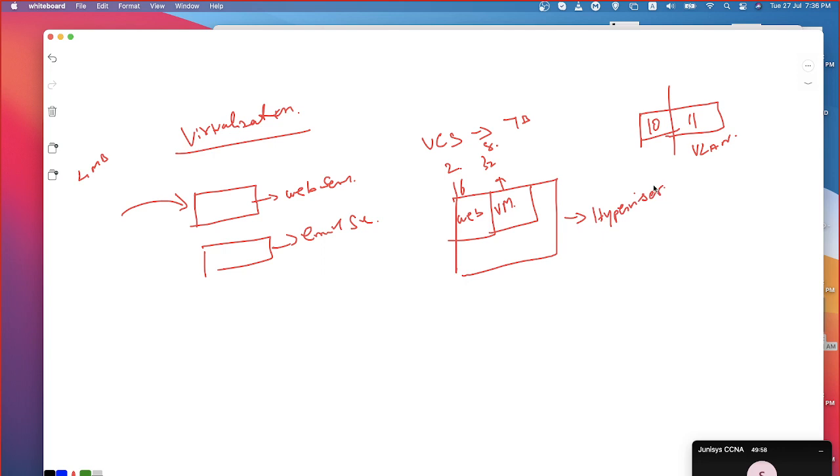Do you understand what I'm saying? Through something called a hypervisor. Do you understand what a hypervisor is? The hypervisor allows us to emulate the virtual machines on top of the physical server. So whatever resources you want, you will be able to allocate them through the help of the hypervisor.